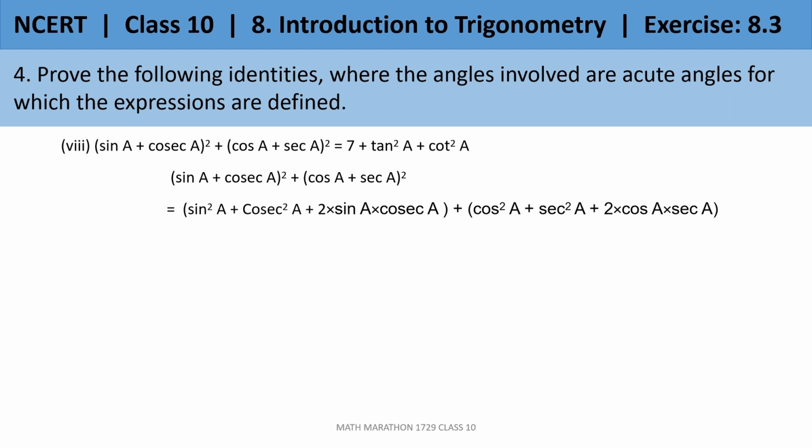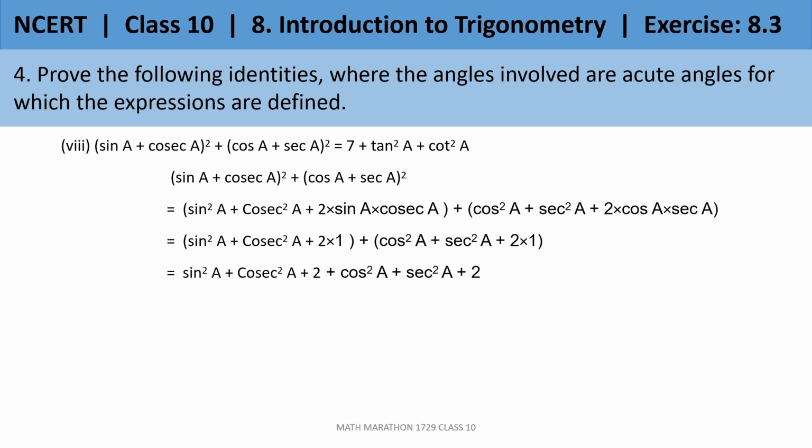Sin A multiplied by cosecant A is equal to 1. Cos A multiplied by secant A is equal to 1. Is equal to sin square A plus cosecant square A plus 2 plus cos square A plus secant square A plus 2.